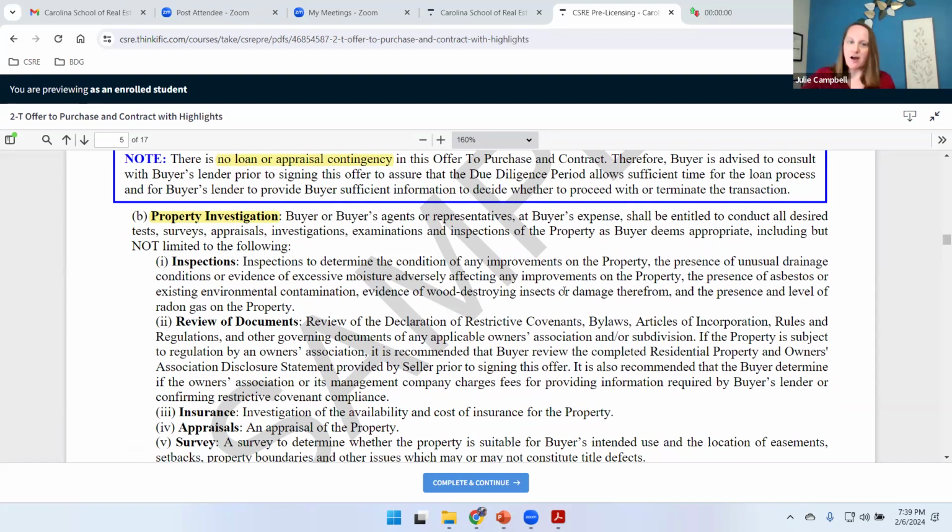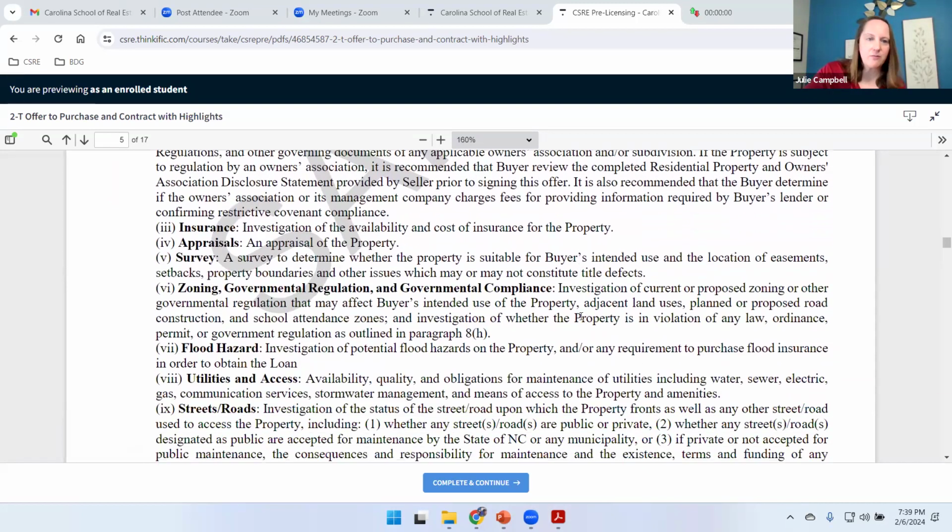Homeowners insurance, the lender is going to have to approve whatever homeowners insurance policy the buyer selects. So we want the buyer to talk to a homeowners insurance company while we're in due diligence to make sure that the homeowners insurance doesn't tip them over their allowable amount. Appraisal, there's our survey, zoning, government regulations, compliance.